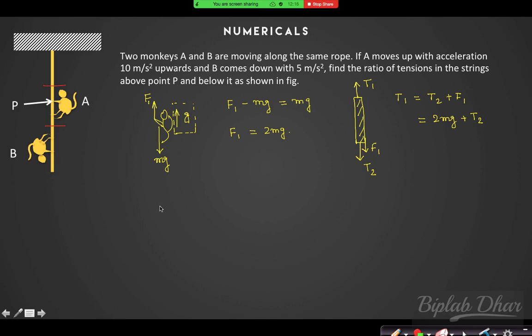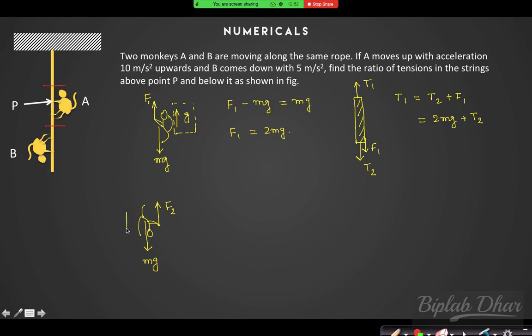Let me draw the free body diagram. Now the monkey is here, and suppose this is the hand of the monkey. In which direction will the friction force act on the monkey? Upward. Good. If this friction force is upward on the monkey, suppose it is F2. What is the downward force on the monkey? It is mg.